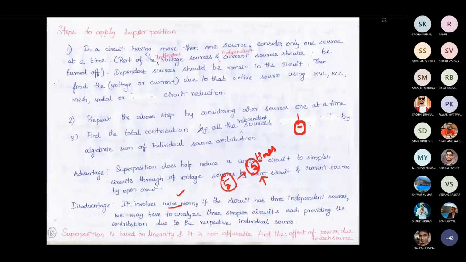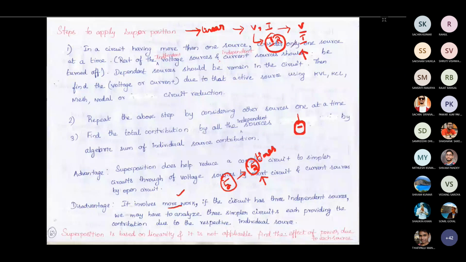Okay, and keep one other point in mind: superposition always deals with linear elements. Voltage and current in DC circuits are linear, because the voltage can be given by I into R and the current can be given by V divided by R. So both are linear relations. So voltage and current you can find directly using the superposition theorem.